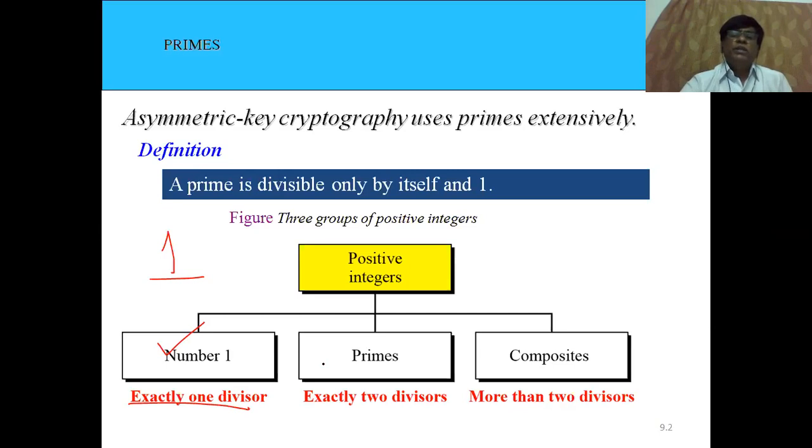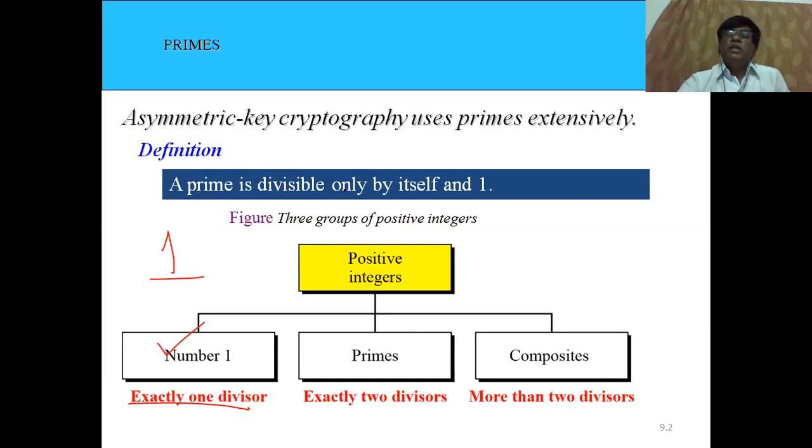And then we have the primes. Primes means it has two divisors: the first divisor is 1, the second divisor is itself. Then we have the composites. Composites means more than two divisors. If any number has more than two divisors, then that is called a composite. That is opposite to the prime.